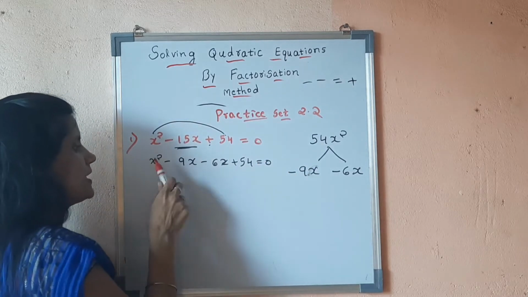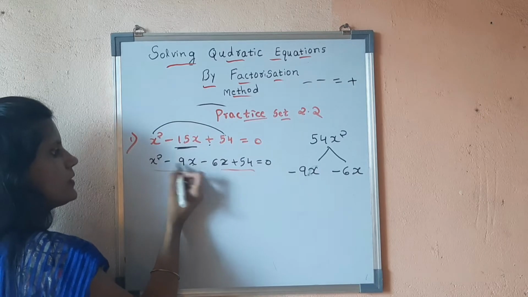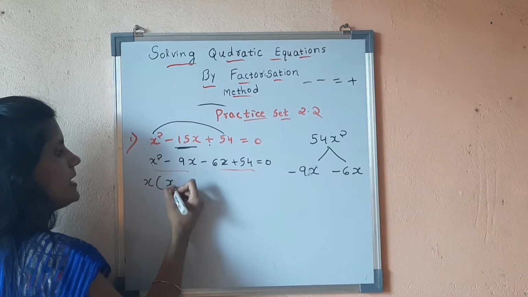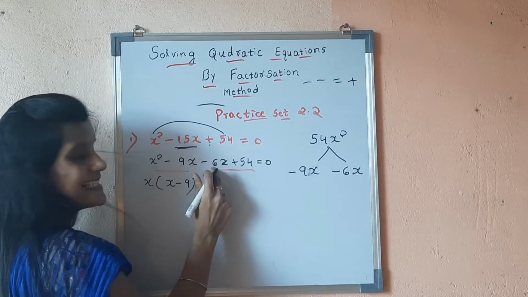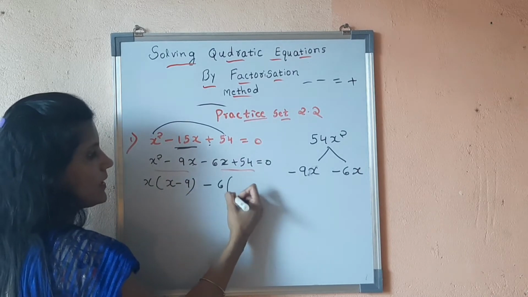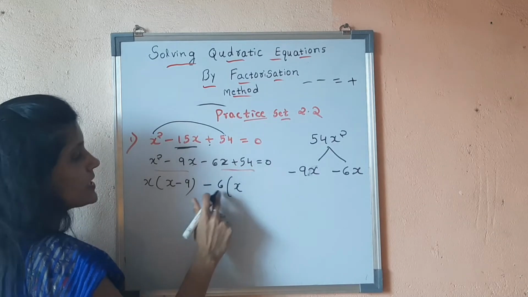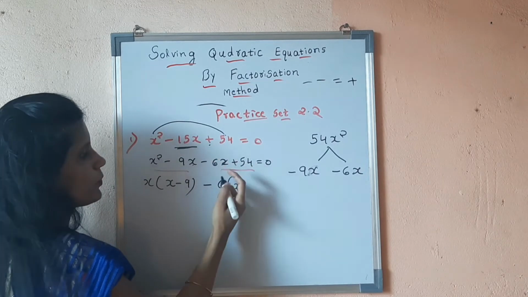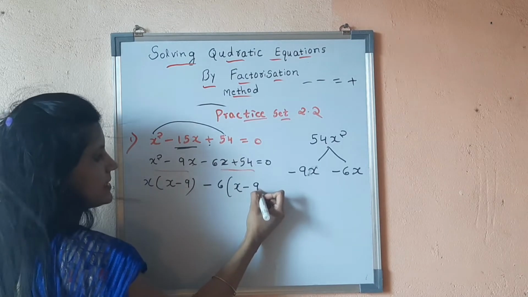Now please take the common things out from this. That is, if I take from this, here x is common, what is remaining? Here 1x will remain, minus 9. Here if I take 6 outside, okay, what I will get? X. Why I taken 6 outside? Because it is the multiple of 54. 6 9s are 54. Minus times minus will become minus 9s are 54.